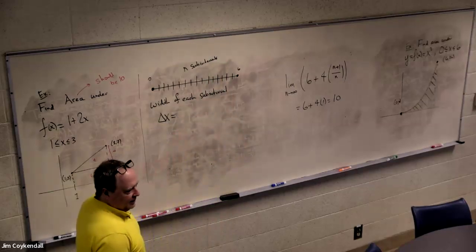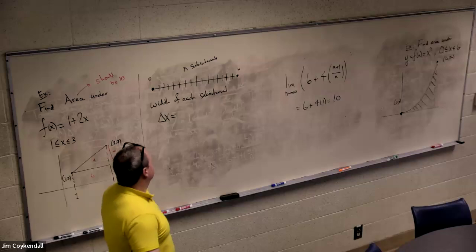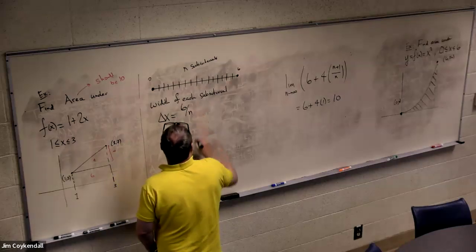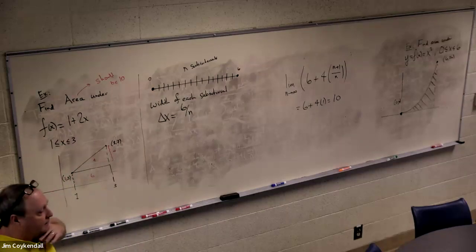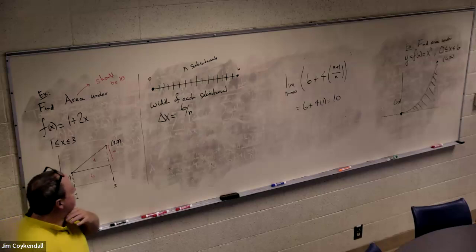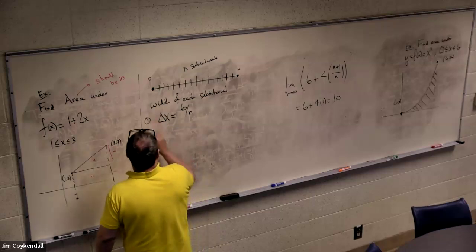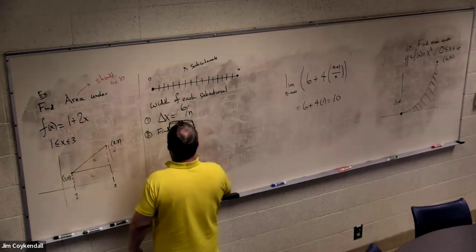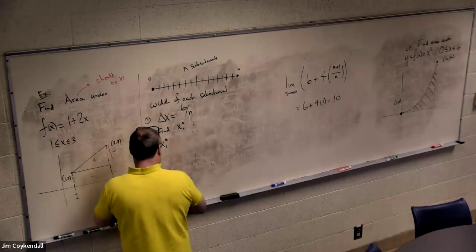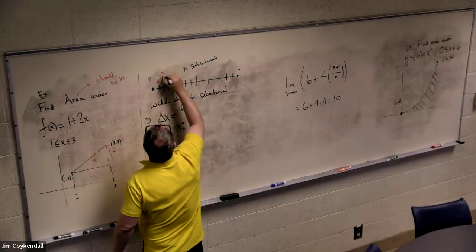What's the width of each piece? Length 6 divided into n pieces, right? By n. Okay. Now find x_k star. Well, let's see, x_1 star. It's going to be right there. Where is that? What's the x coordinate?